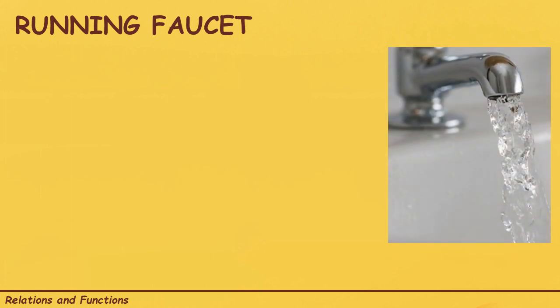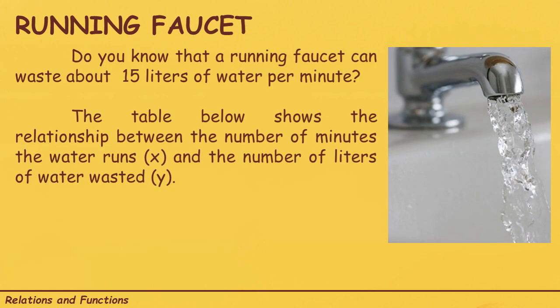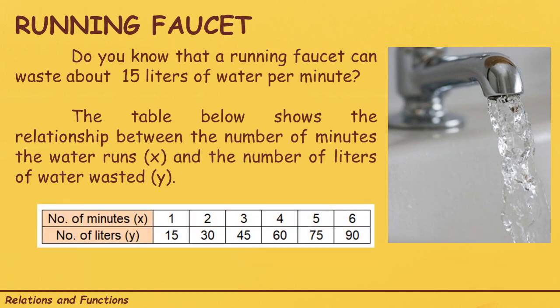Let us consider this problem about a running faucet. Do you know that a running faucet can waste about 15 liters of water per minute? The table below shows the relationship between the number of minutes the water runs, x, and the number of liters of water wasted, y. Number of minutes: 1, 2, 3, 4, 5, 6. Number of liters: 15, 30, 45, 60, 75, 90. Meaning to say, per minute, we have 15 liters of water wasted.